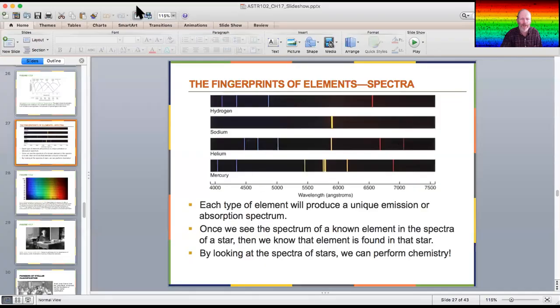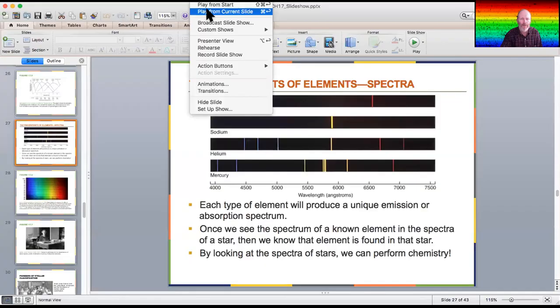There's one more thing I want to show you. So I'm going to pause for a moment and find the screen. Okay, I'm back. I want to share with you one more screen. So let me see if I can figure out where it is. I want to show you this screen here. So play from current slide.